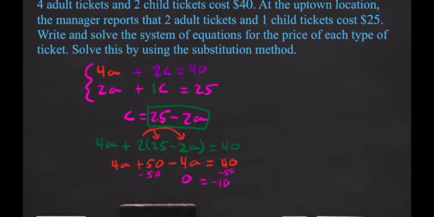We end up with 0 equals negative 10? That's not true. Because we got rid of our variables and we end up with a contradiction, we can say that this system is inconsistent. There is no solution where we can find how much each ticket would cost in this situation.